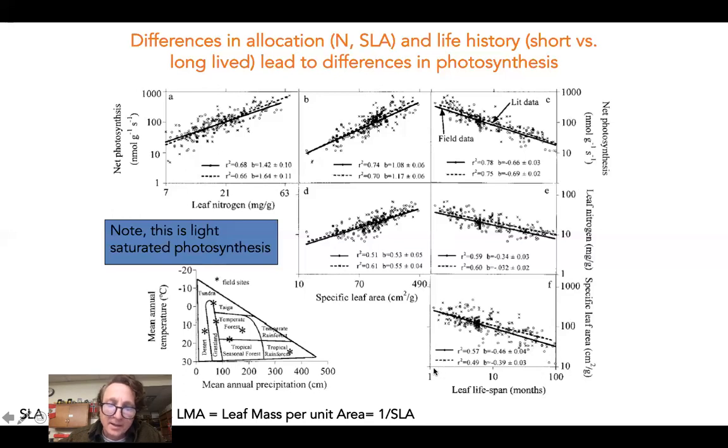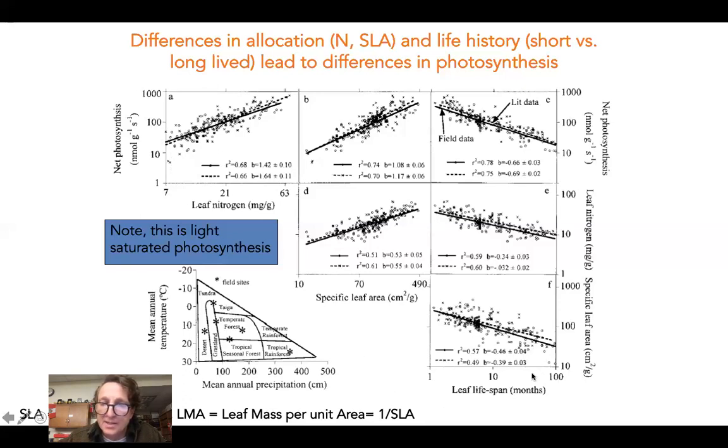That is, if a leaf is characterized by a very short lifespan, it tends to have a corresponding specific leaf area, leaf nitrogen, and photosynthesis. So short-lived leaves tend to be really high in nitrogen and have high photosynthetic rates, whereas leaves that are very long-lived tend to have low amounts of leaf nitrogen and low rates of photosynthesis.